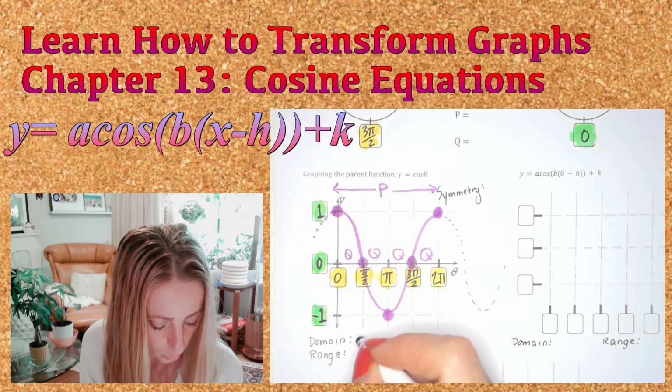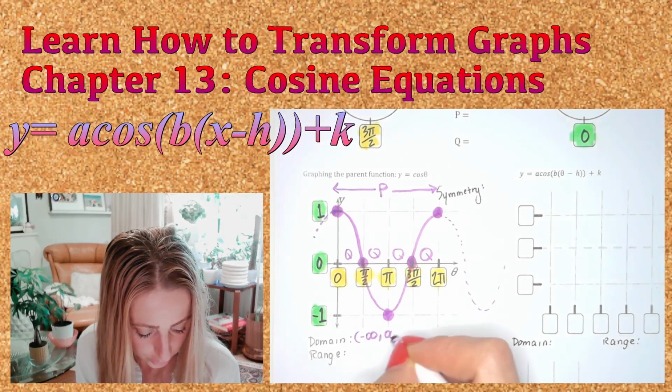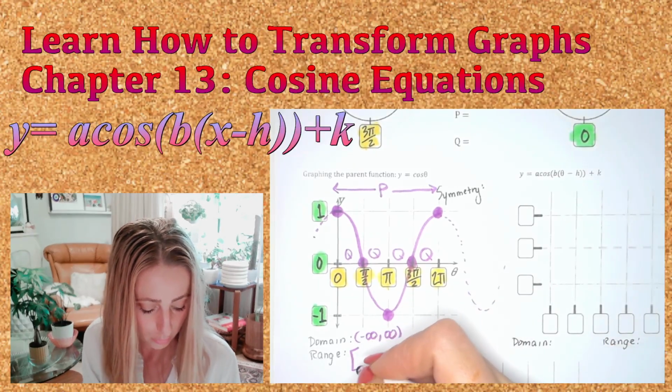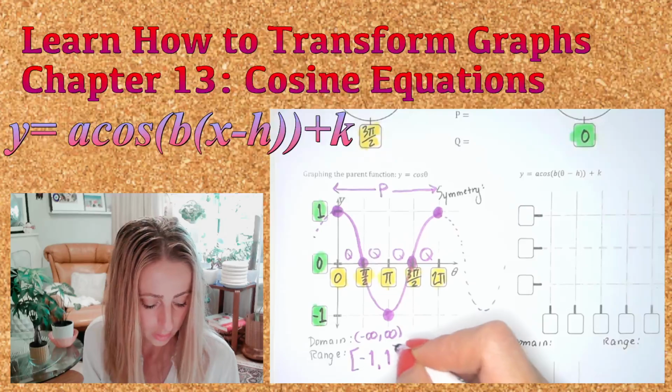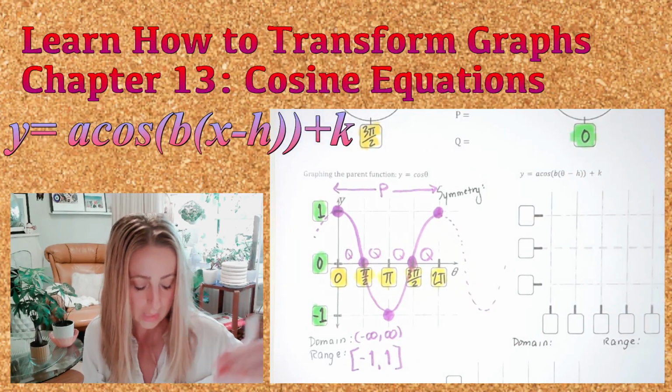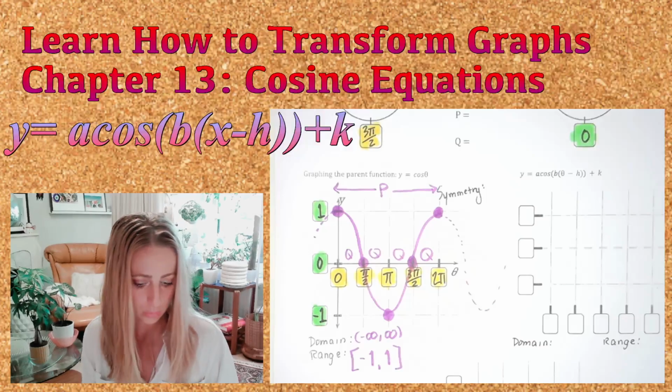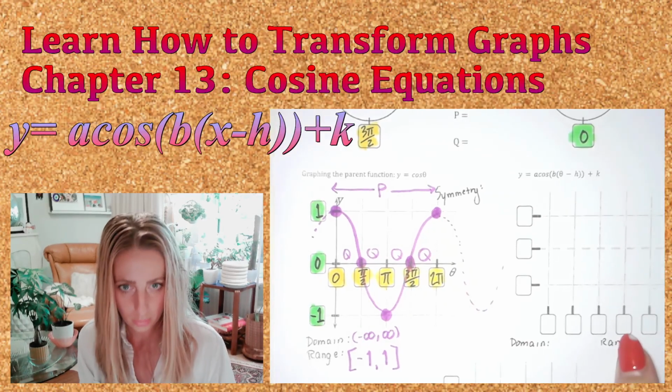Domain and range. The domain is going on and on in both directions forever, negative infinity to infinity, and the range from bottom to top, including 1 and negative 1, like that, because this wave just oscillates between those two values. So can I be more general?